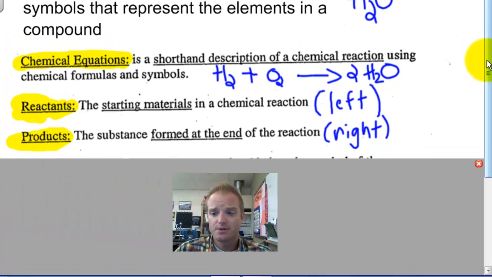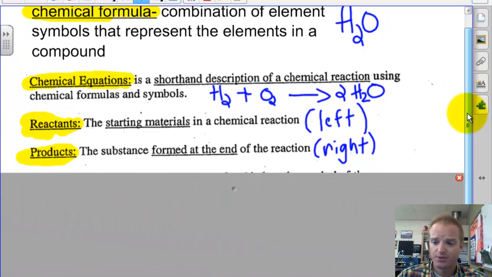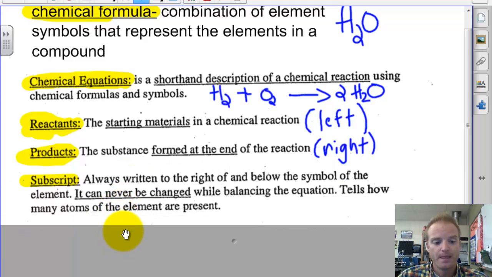Now, there's some other numbers and information we're going to need to know before we can really start writing or balancing these equations, which is going to come in a couple of days. We need to know what a subscript is. A subscript is always written to the right and below the symbol of an element. It can never be changed while balancing the equation. It tells how many atoms of the element are present. So it's in a specific ratio.